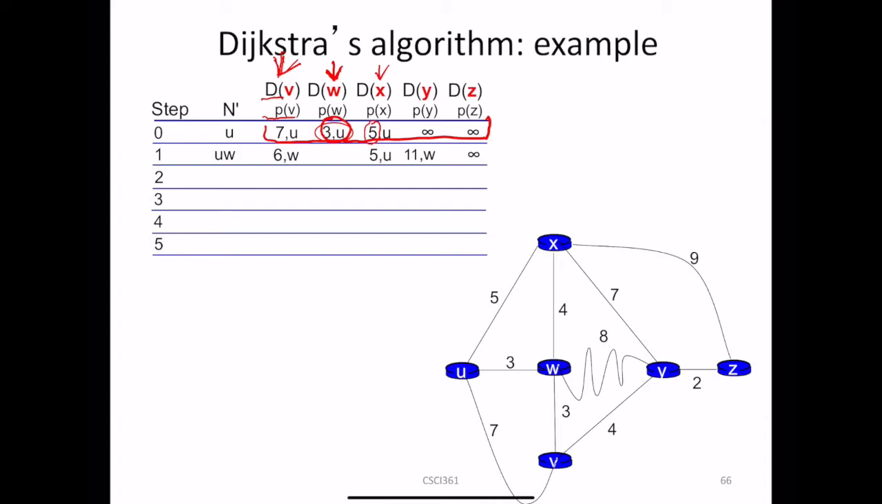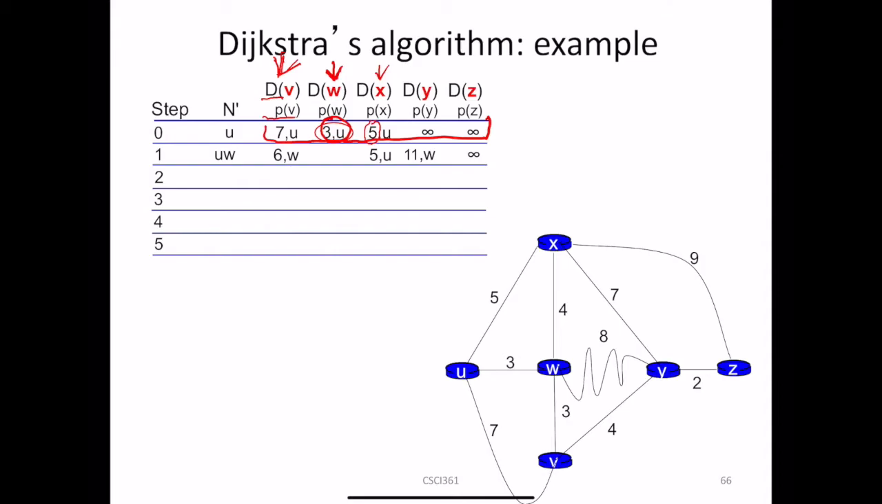Then let's see from U to Y through W. The cost equals 3 plus 8 equal to 11, and the predecessor will be W. Since the old value is infinity, we can update it with 11W here. And for router Z, since from W to Z there's no direct link, the path cost is still infinity.